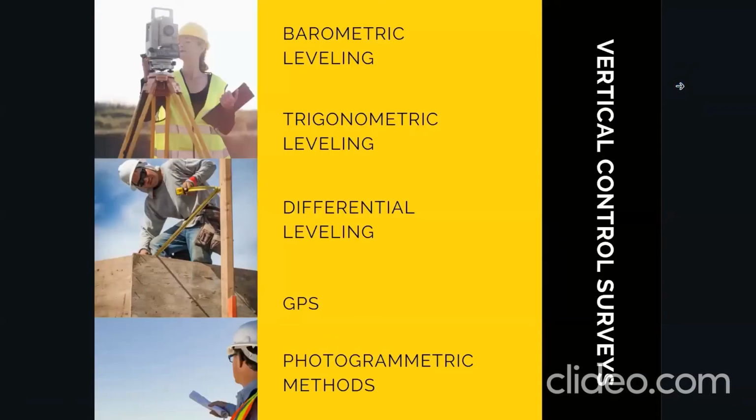There are 5 ways to determine the vertical control surveys. So first is barometric leveling.